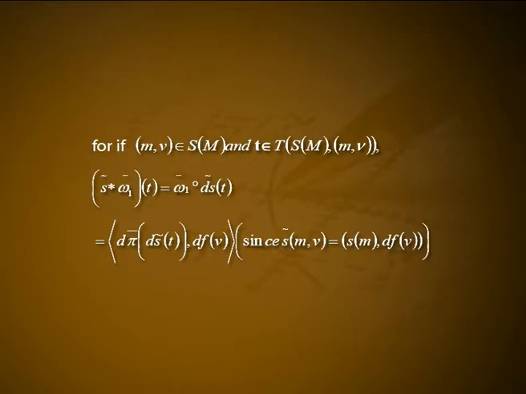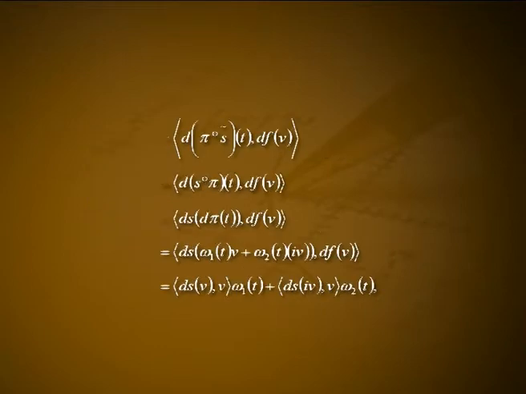For if mv is an element of Sm and t is an element of T of Sm at mv, then S tilde star omega 1 bar of t is equal to omega 1 bar composite dS tilde of t, which is equal to the inner product d pi bar dS tilde t comma df of v, since S tilde of mv is equal to Sm comma dfv, which is equal to the inner product d of pi bar composite S tilde of t, dfv, which is equal to the inner product dS composite pi t, df of v, which is equal to the inner product dS d pi t comma df of v, which is equal to the inner product dS of omega 1 t v plus omega 2 t iv comma dfv, which is equal to the inner product dsv comma v omega 1 t plus inner product ds iv comma v omega 2 t, since dfv is identified with v.